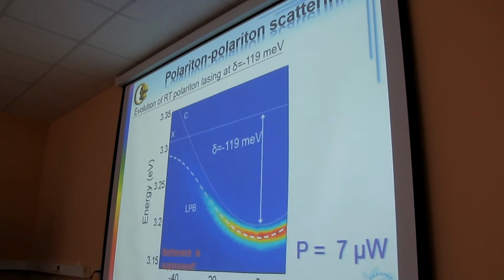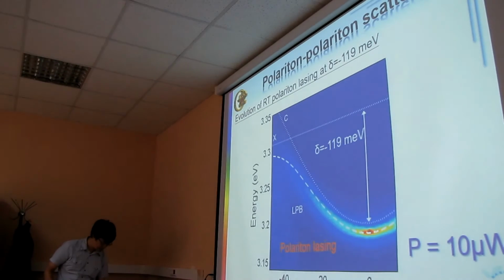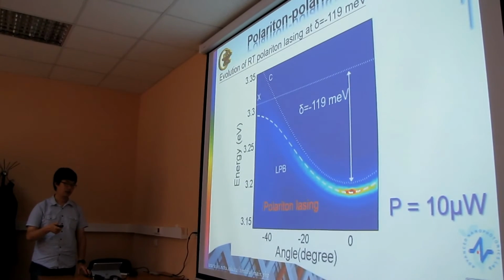So once we increase the pumping power, the bottleneck will be suppressed by the polariton interaction, which will be much stronger. Since we increase the pumping, the system will contain more polaritons. Then the interaction between them will be much stronger. And finally, it will reach polariton lasing at the pump spot of 10 micron.